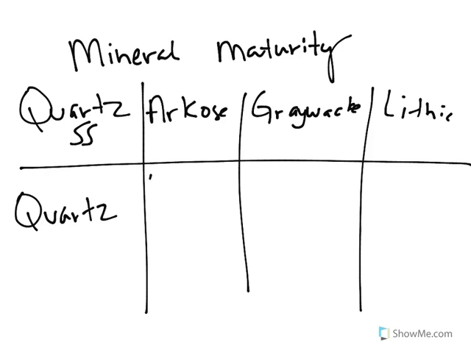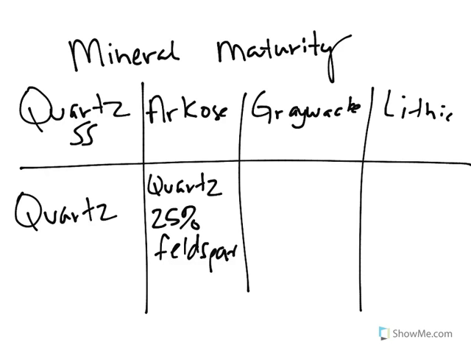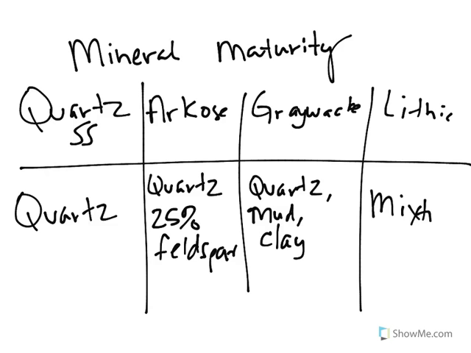In our arkose, we find lots of quartz, but what we also find is there's usually about 25% feldspar. Now, in our graywackes, what we tend to find is the graywacke is quartz, it's got sand, but it also has mud and clay mixed in. And that's why it's called a graywacke, because it actually looks gray, right, from the mud and the clay. And the lithic, okay, what we tend to have here is a mixture of different things. That's all going to depend on the environment.